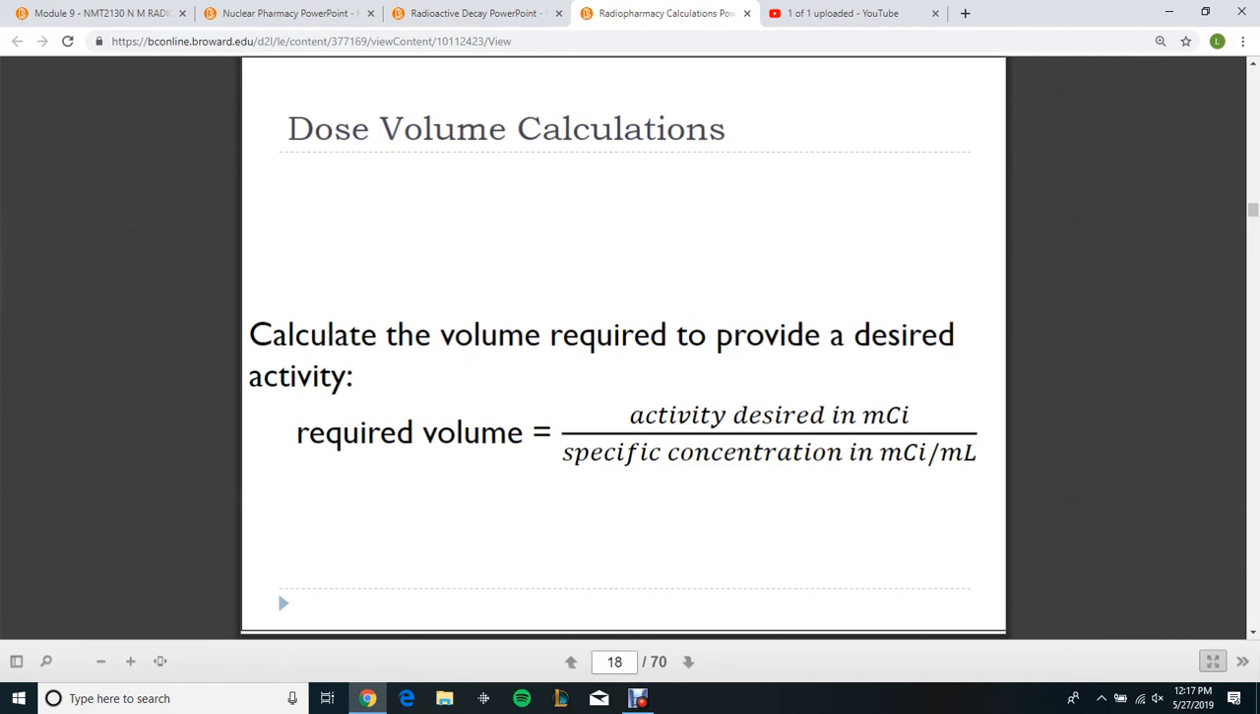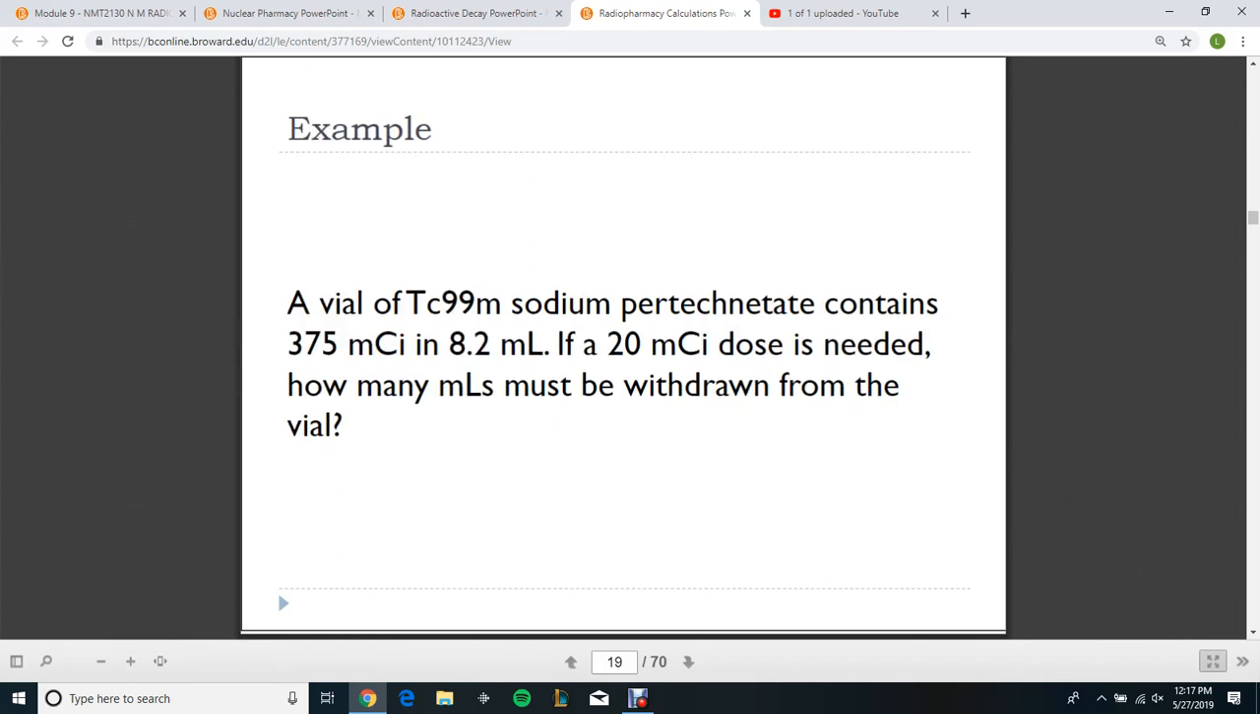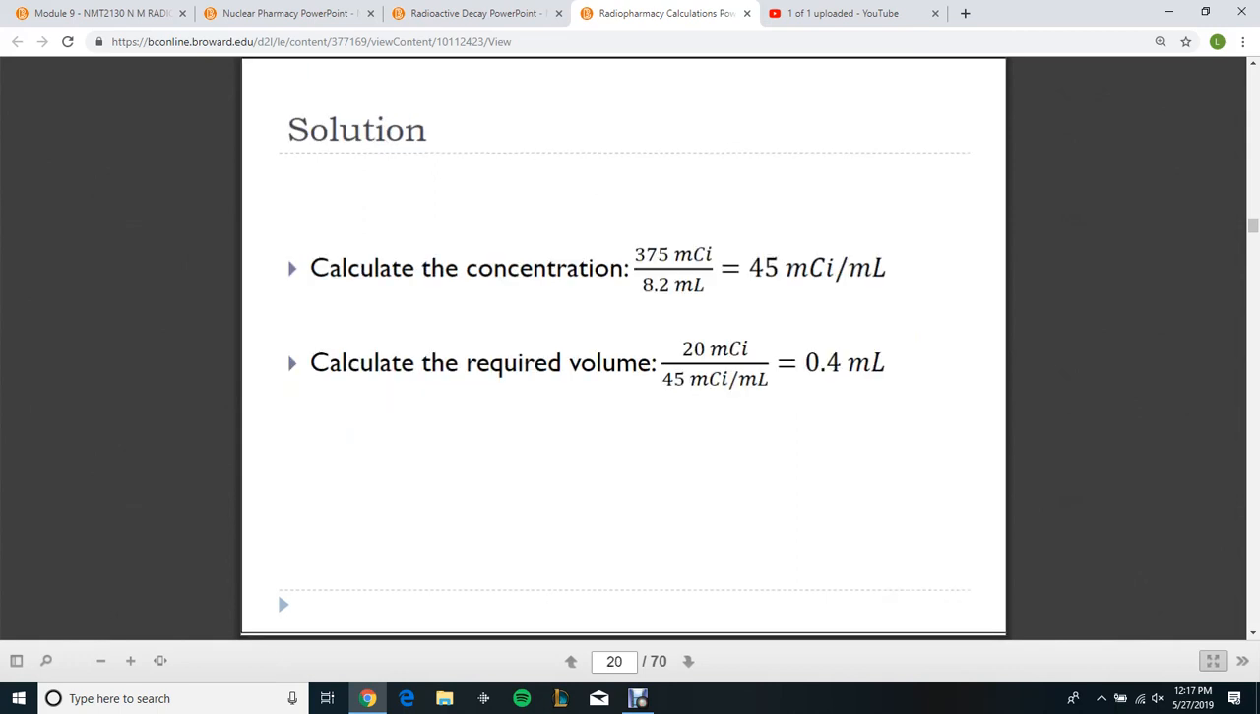Calculate the volume required to provide a desired activity. The required volume is equal to the desired activity in millicuries over the specific concentration in millicuries per ml. A vial of technetium-99m sodium pertechnetate contains 375 millicuries in 8.2 ml. If a 20 millicurie dose is needed, how many mLs must be withdrawn from the vial?